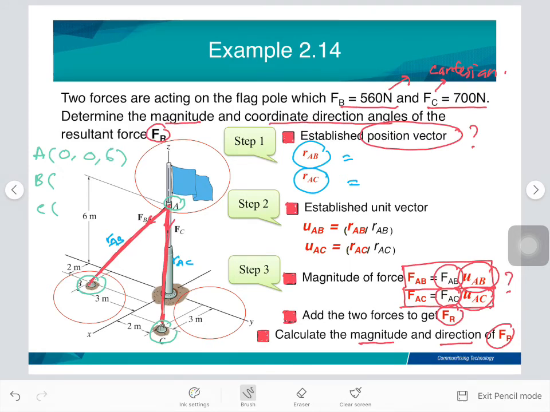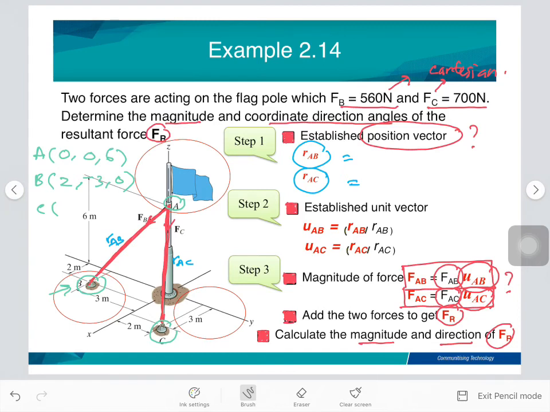Right, you already expect how to determine the coordinate, right? Okay, next, we need to determine the coordinate B. So B is here. What is your X, Y, and Z? So B, we have 2, negative 3, and 0. That means you have 2 meter in X direction, negative 3 meter in Y direction, and 0 in Z direction.